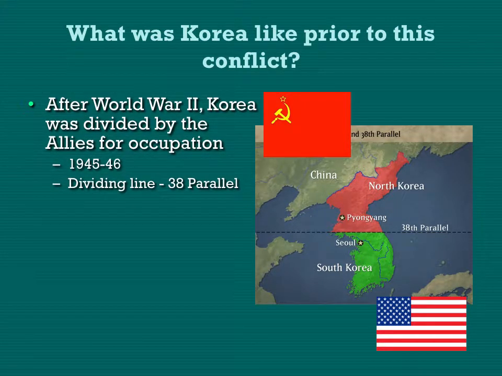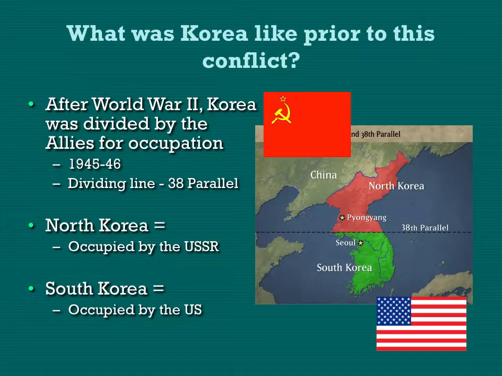Allies to the north occupy, allies to the south occupy. In the north, it's the Soviet Union. In the south, it's the United States. So this is old review history that I'm sure you guys are familiar with.